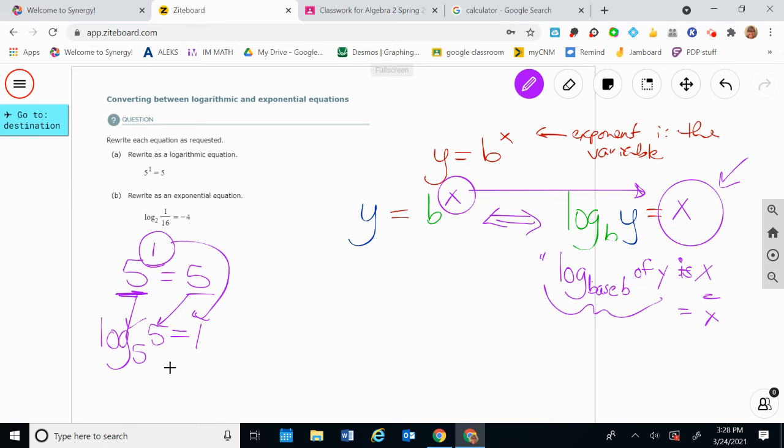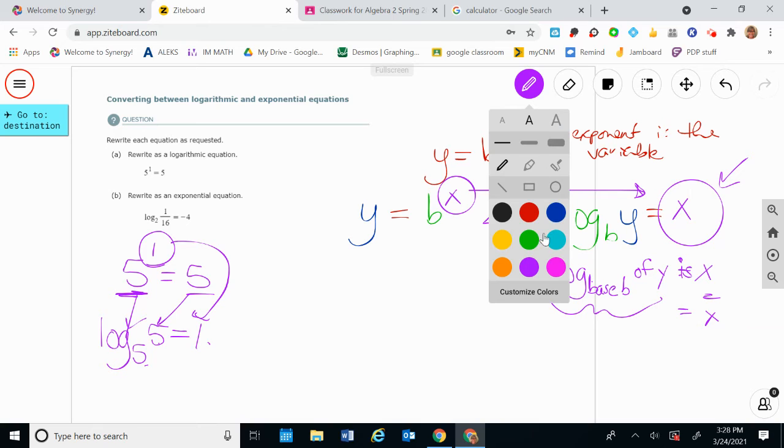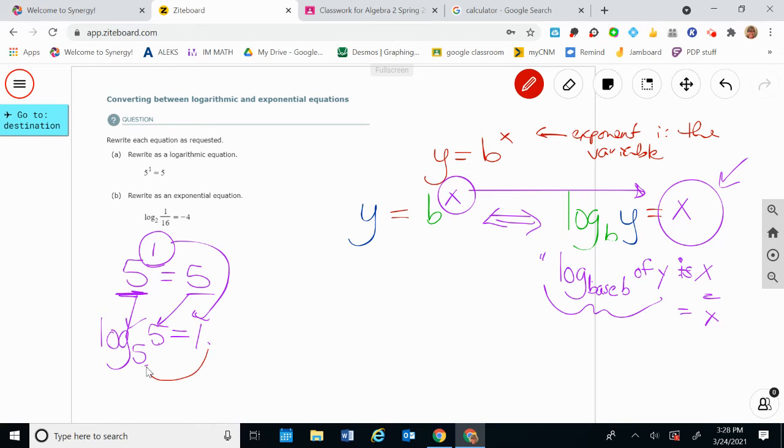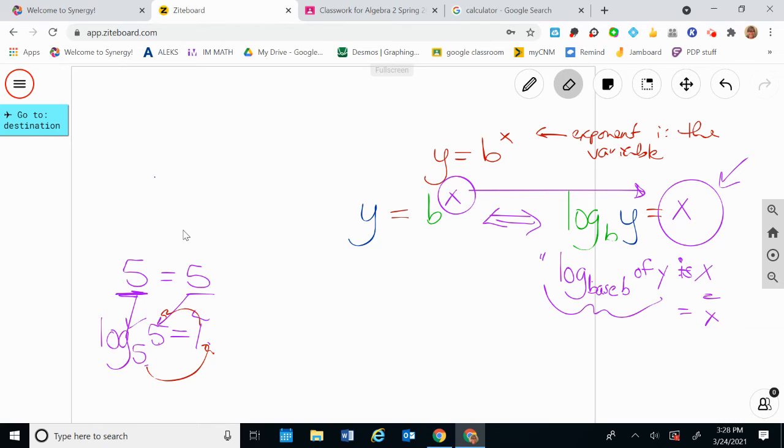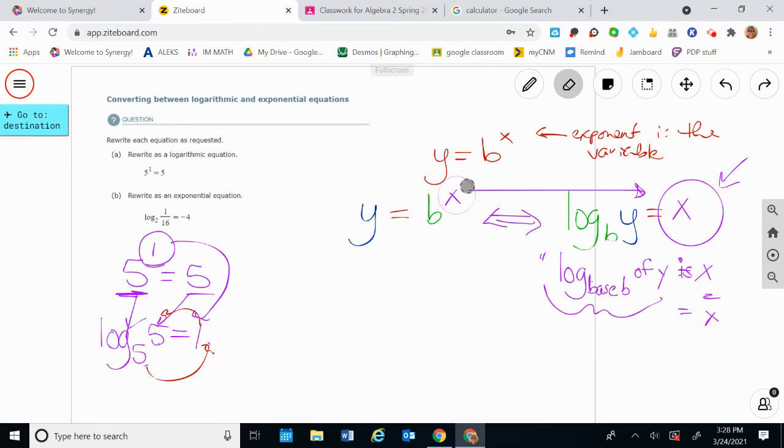So you could read it backwards by going 5 to the first equals 5. That's how I do it a lot, because I don't really comprehend logs as exponents very well. But 5 to the first equals 5. That's how it reads. So let's take a look at the second equation. No. Sorry. There we go. I need to lock this down so I don't lose it.